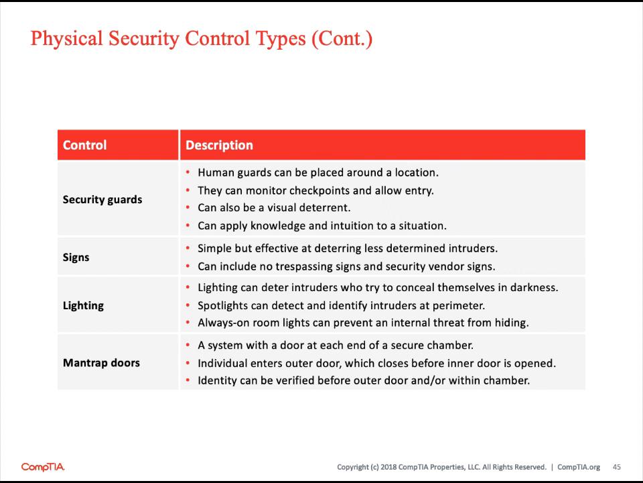In continuing physical security control types, we have security guards, right? Human guards, of course, can be placed around any location, right? At the front of a location, around a location. They're able to monitor checkpoints and verify people's identification. They can allow or disallow people to come in. They can deter a bad actor from trying to come in. And then they can also provide their own knowledge and intuition and experience into any given situation, right?